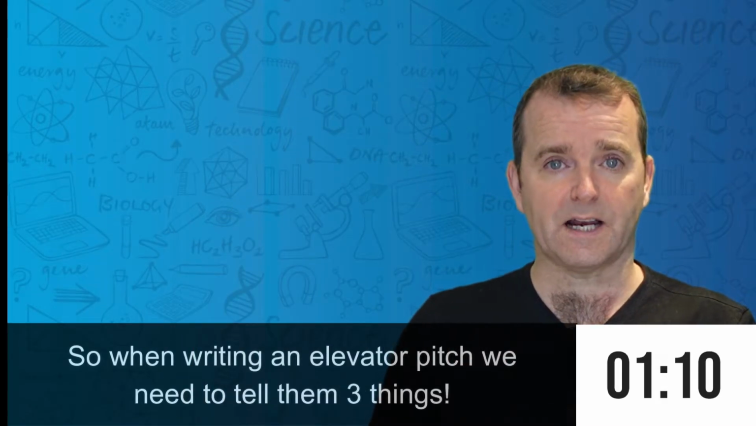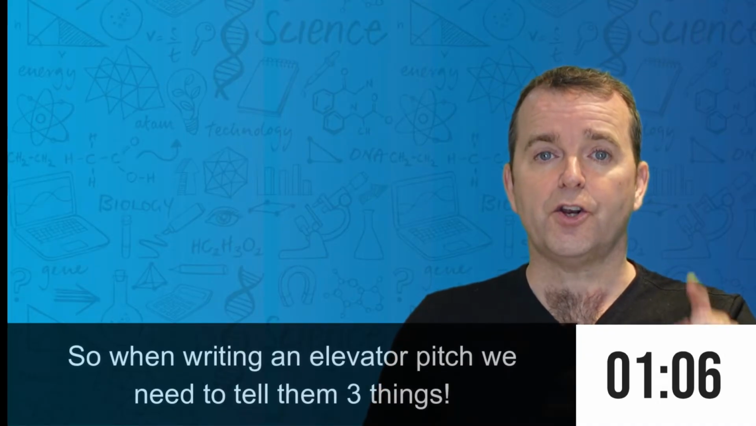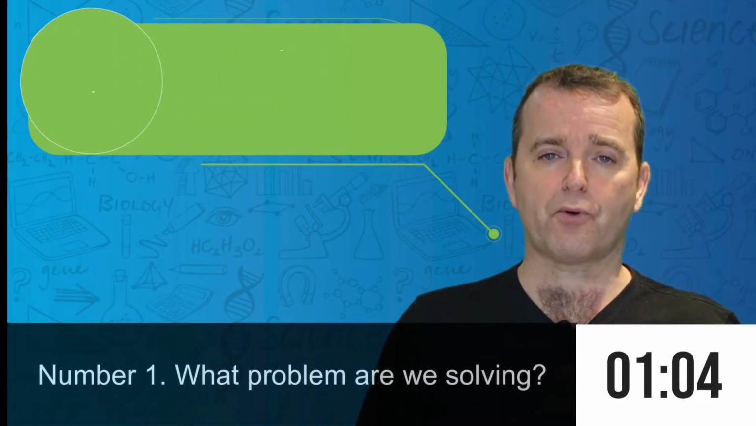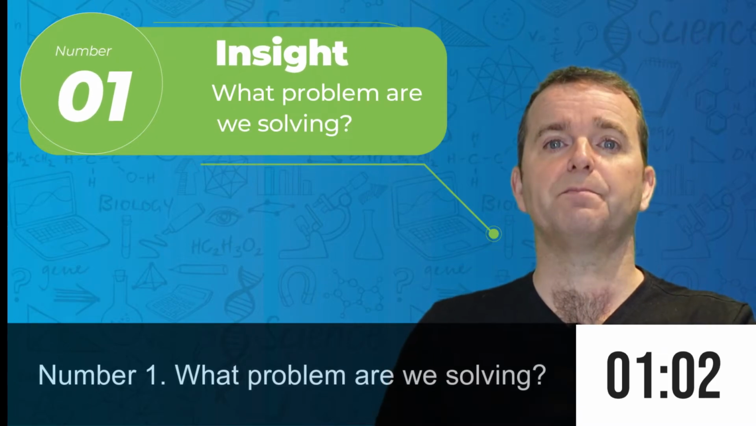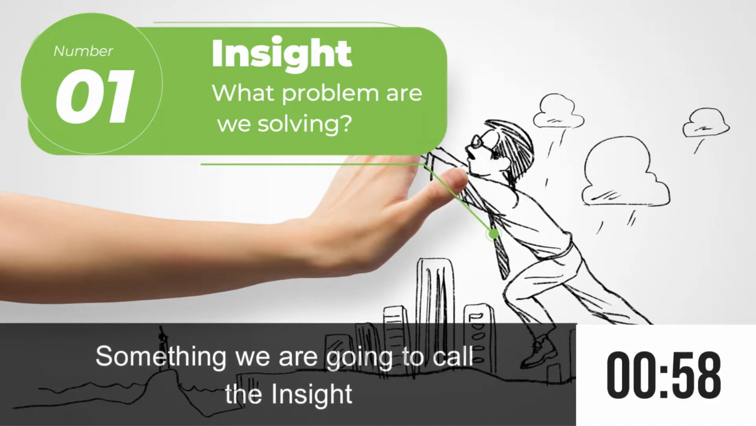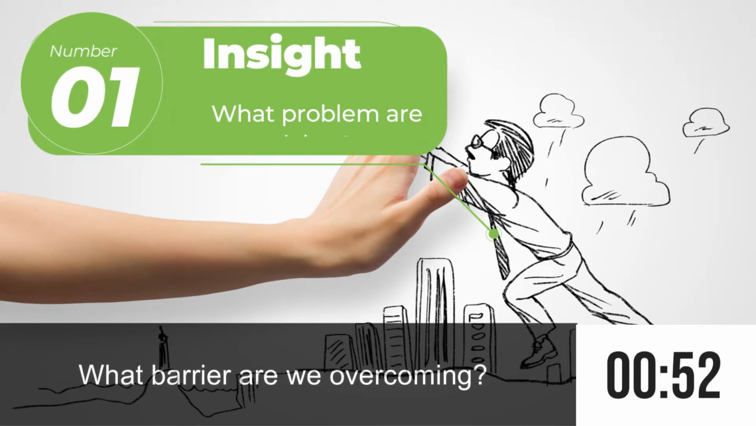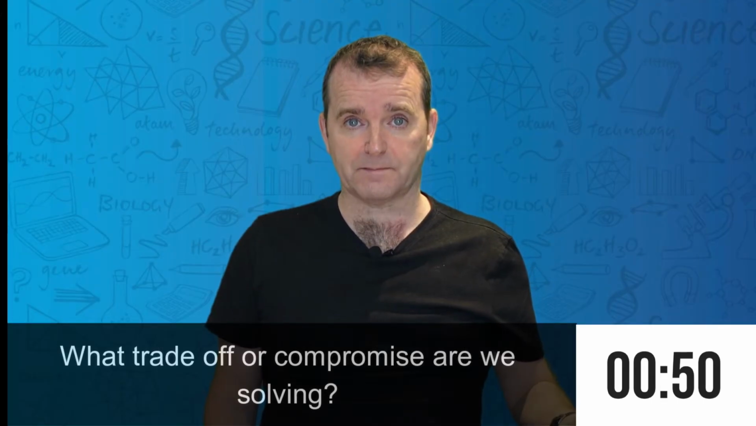So when writing an elevator pitch, we need to tell them 3 things. Number 1, what problem are we solving? Something we're going to call the insight. What pain point for the consumer or customer? What barrier are we overcoming? What trade-off or compromise are we solving?